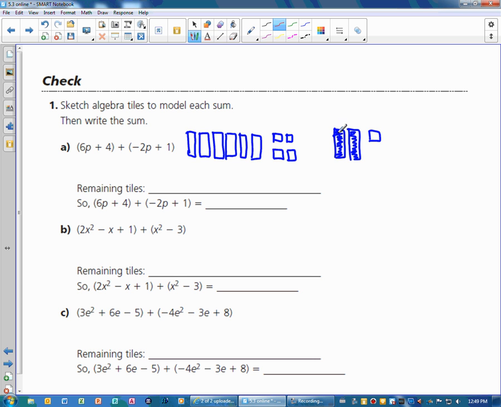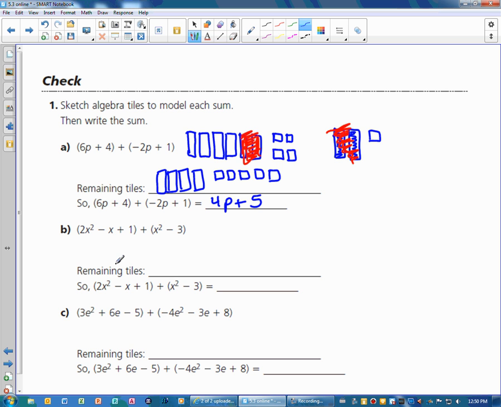Grouping the 0 pairs, I could cancel these two with any 2 there. Okay, gone, gone. These are white and this is white, so they can't cancel each other. I can group them. So the remaining tiles are these 4 rectangles, 3, 4, and then 5 little ones, and the one over there. So my answer is 4p plus 5.